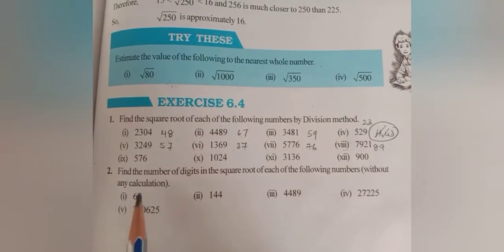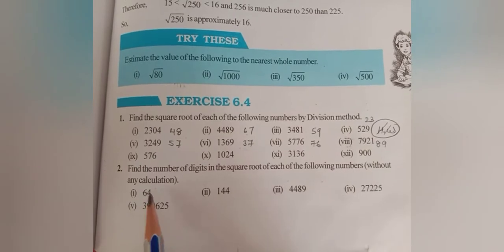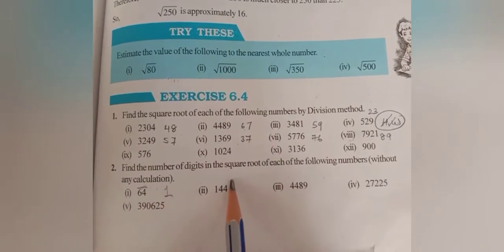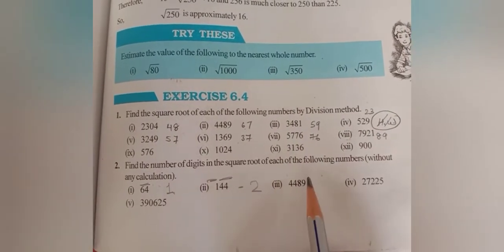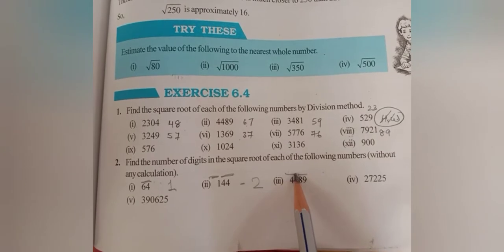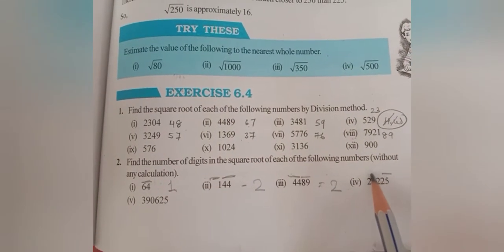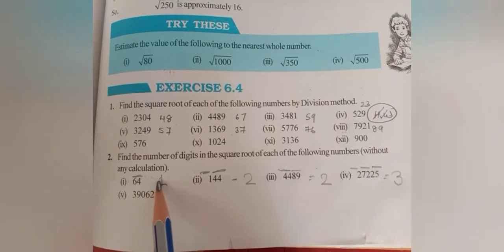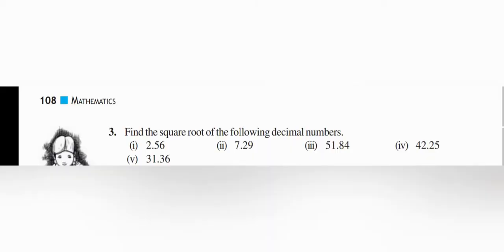Find the number of digits in the square root of each of the following without calculation. So we will use here the bar method. 64 is 2 digits, so the square root answer will be in 1 digit. Square root of 144 will be in 2 digits. Putting the bar again in question number 3, 2 digits will be there. Question number 4, 25, 72 and 2, so 3 digits. 25, 0, 6 and 3, 9, 5, so it is 3 digits.